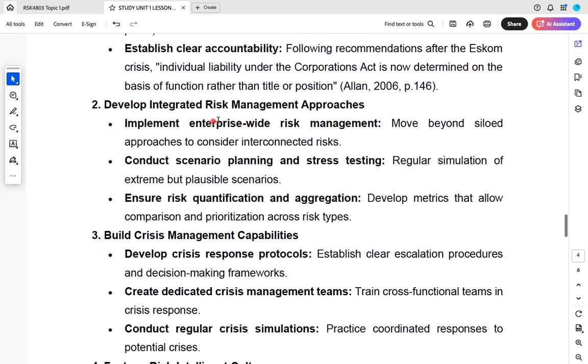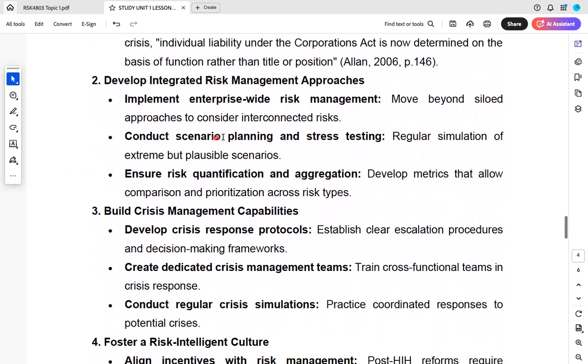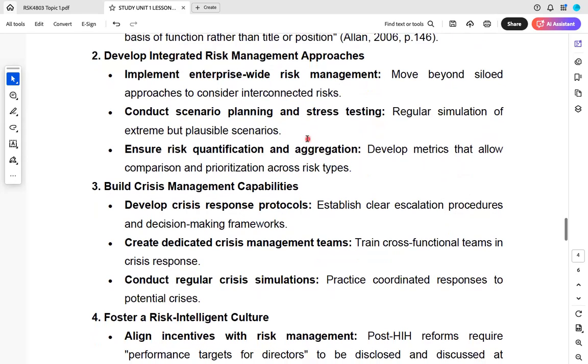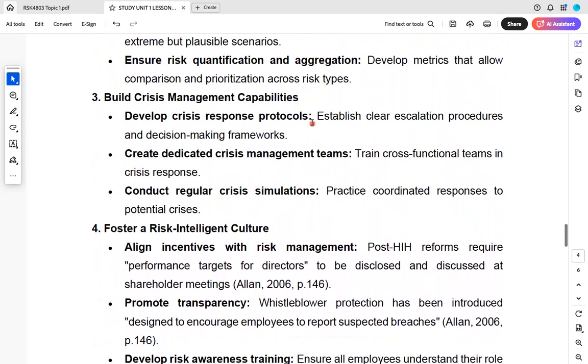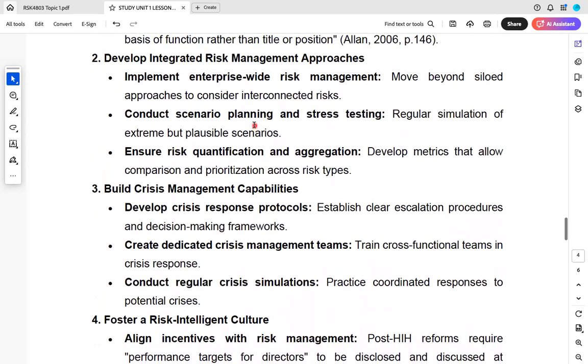Then we also need to develop integrated risk management approaches. This is where enterprise risk management comes into place. We will discuss this in detail later. You need to implement enterprise risk management in the organization. You need to conduct scenario planning and stress testing. We're going to talk about all of these in detail. And you need to ensure risk quantification and aggregation. So these are all issues that are going to be covered in detail in later units.